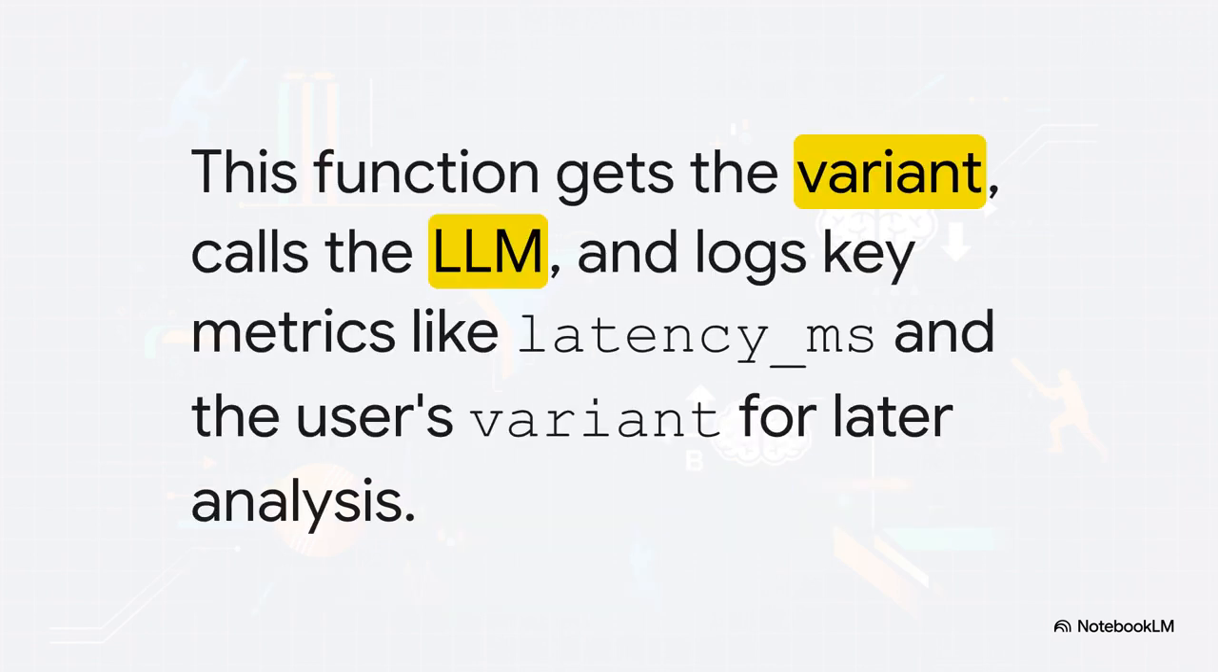Next up is the main function, the one that kind of runs the whole show. For every request, it figures out which variant the user gets, grabs the right prompt, and makes the call to the LLM. But the most important part is right here, the logging. It's recording everything we need for the analysis later, which variant they saw, how long the response took, and, of course, the outcome that feeds into our main metric.